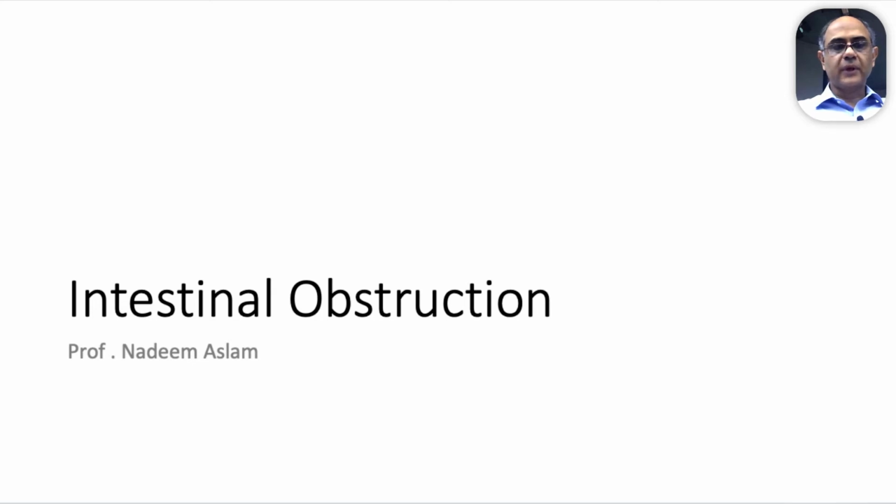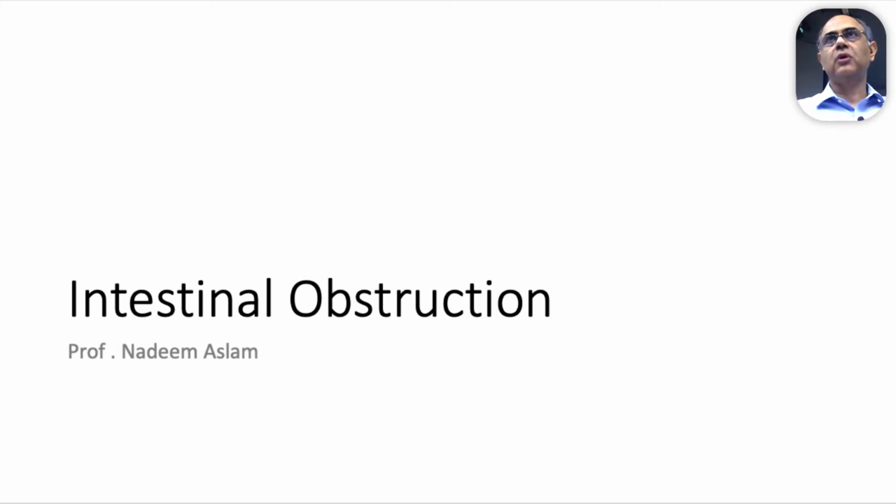So today's topic is intestinal obstruction. Obstruction can happen anywhere, in the esophagus, in the stomach, in the pylorus, in the small bowel and intestine, and also other hollow tubes in the body like the ureter. The ureter can also get obstructed, like the common bile duct. It can also get obstructed.